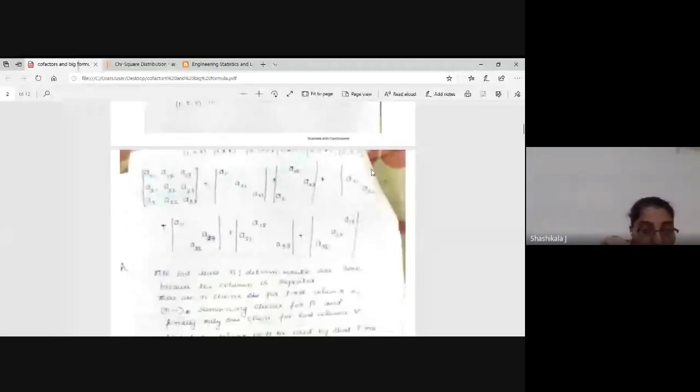For A12, again I will leave this column and this row. Similarly for A12, the other choice is this one. And the third one, A13: if I leave this row and this column, one possibility is this one and this one, and the other possibility is if I take this.